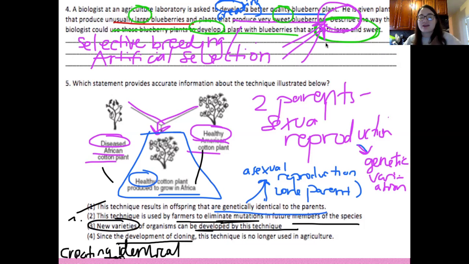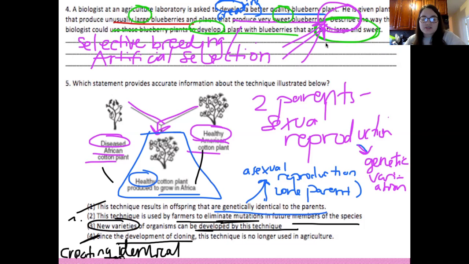Cloning, we're talking about creating identical copies. And once again, in this passage or in this question, we're not talking about creating an identical copy. This is a new variety of species that has traits different from what we see in each parent. So I don't think that this is telling us anything about cloning. So now let's go back to number 3.